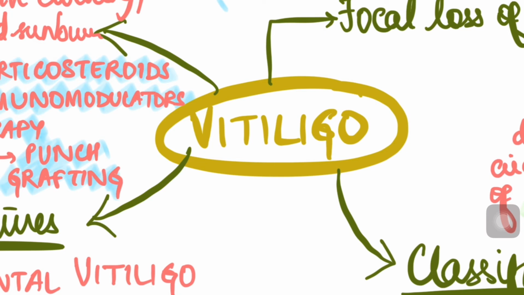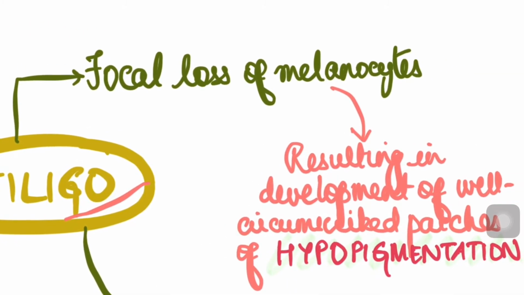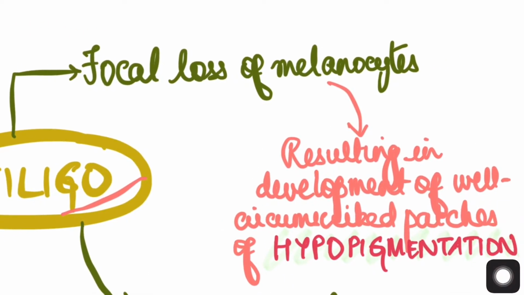Hello everyone, so today we are talking about vitiligo. Now what happens mainly in the disease vitiligo is that there is a focal loss of your melanocytes that results in development of circumscribed patches of hypopigmentation. So basically what we get to see is hypopigmentation in case of vitiligo.